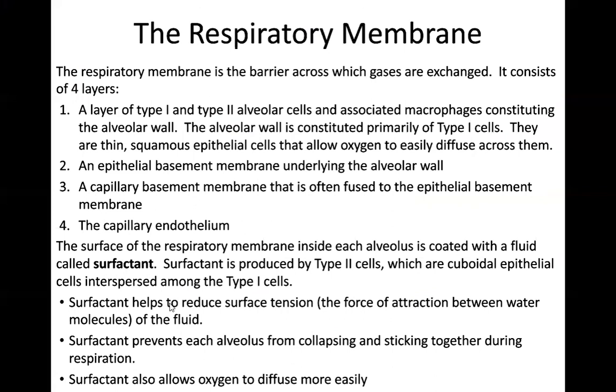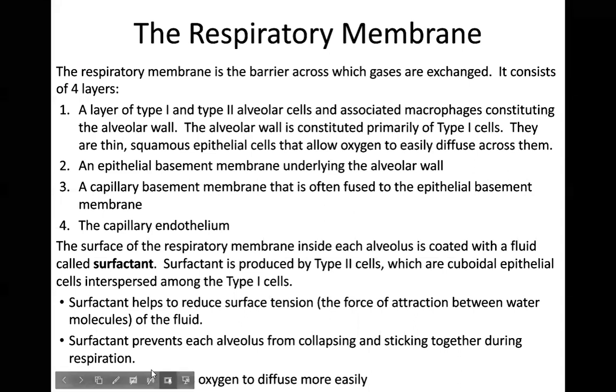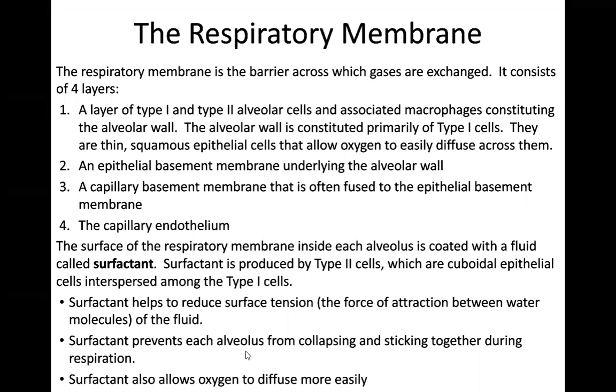Not that I'm really going to be a harper on what is surface tension. More importantly, here's what surfactant does. Surfactant prevents each alveolus from collapsing and sticking together as we respire. When those pressure changes occur in our lungs as we breathe in and out, it would be easy for those alveoli to collapse and cave in or expand out too far. Surfactant prevents that from happening.